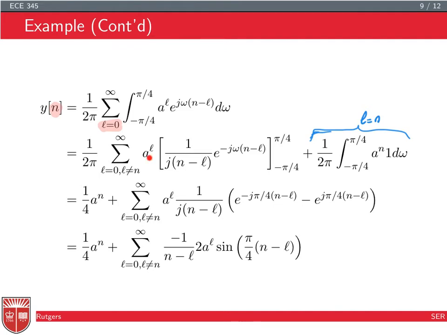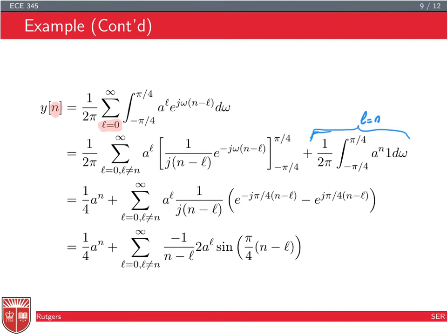This is going to become a^L times the integral of e^(jω(n-L)). It's an exponential, so the integral is easy. What you get is 1 over j(n-L) times e^(jω(n-L)). You can see here that you have to divide by n minus L, and if n equals L, you cannot do this. Like I said, this case only exists if e^(j(n-L)) is not 1.